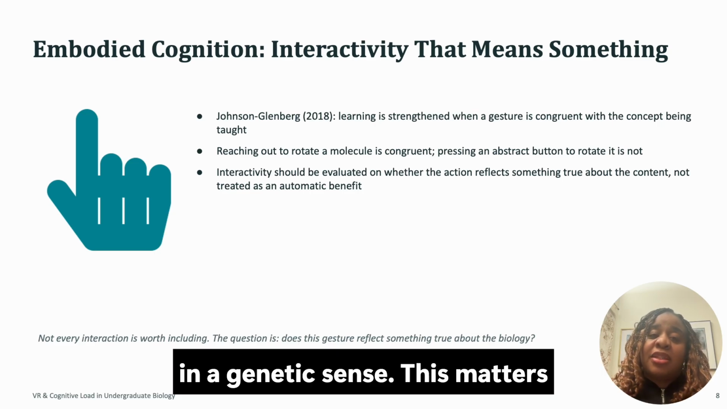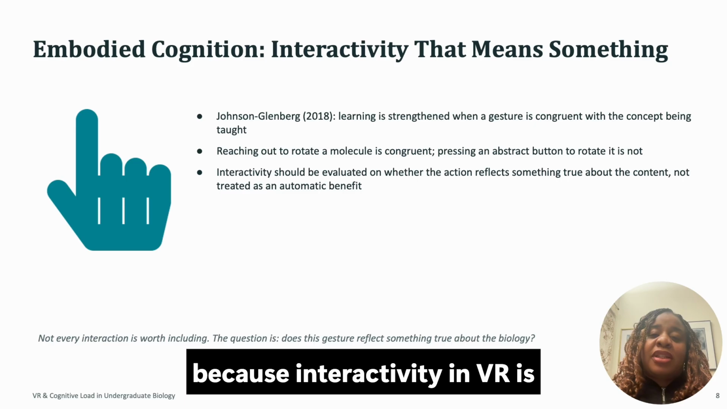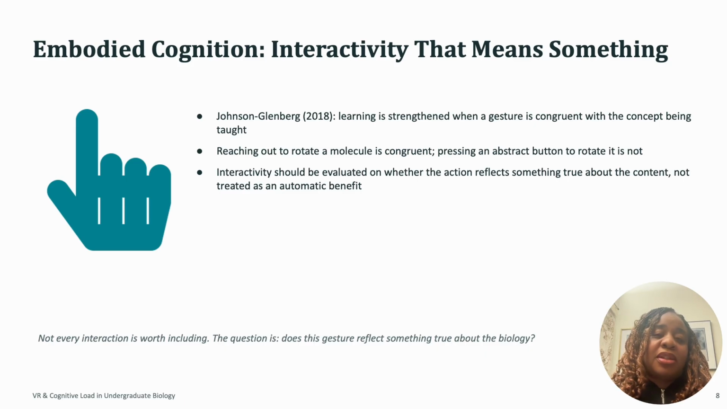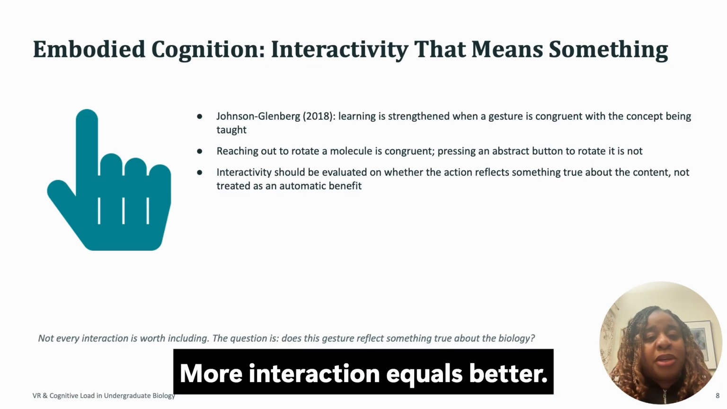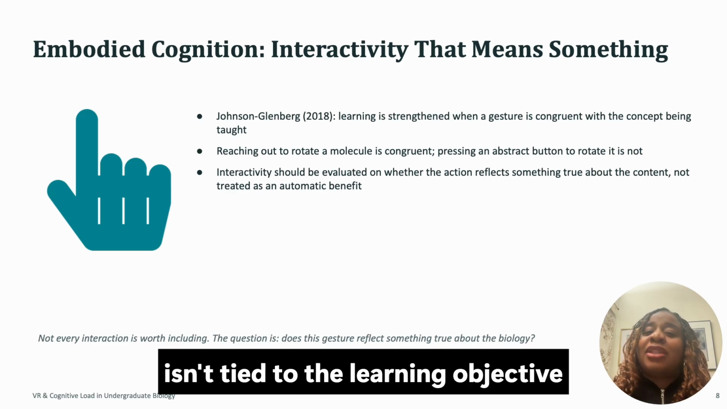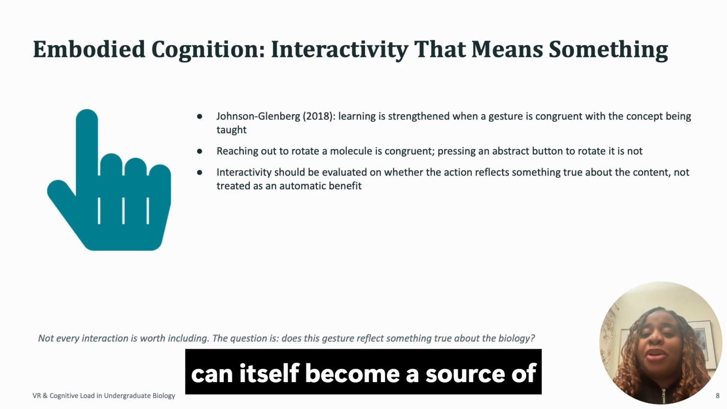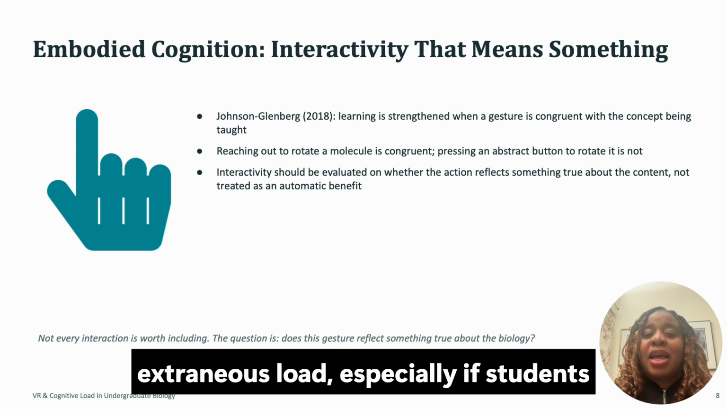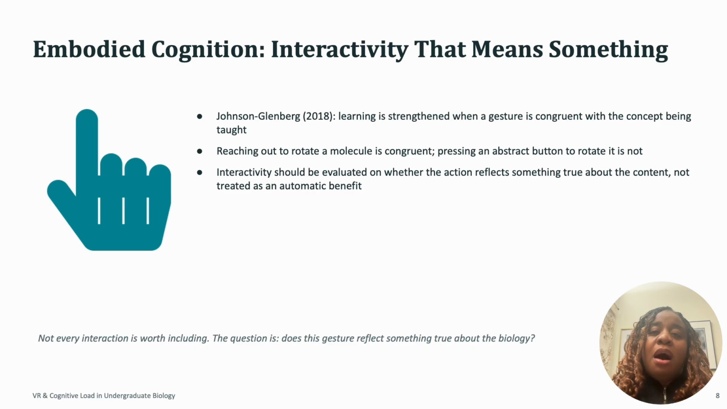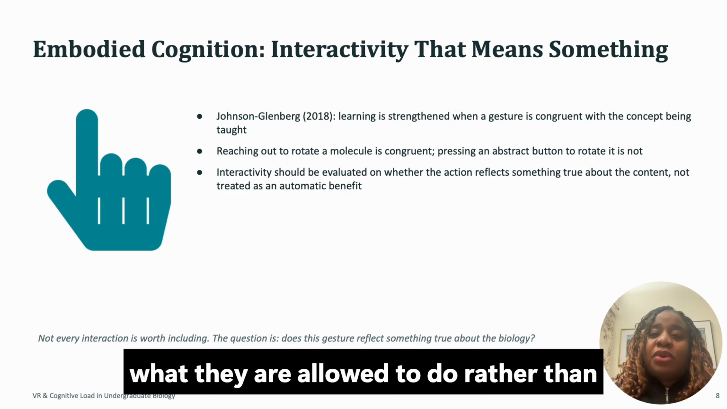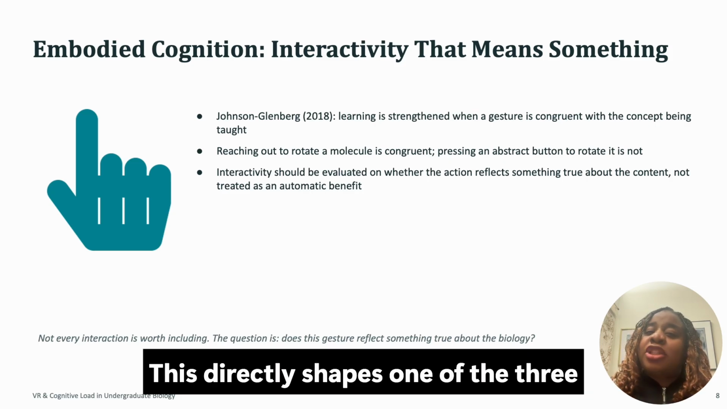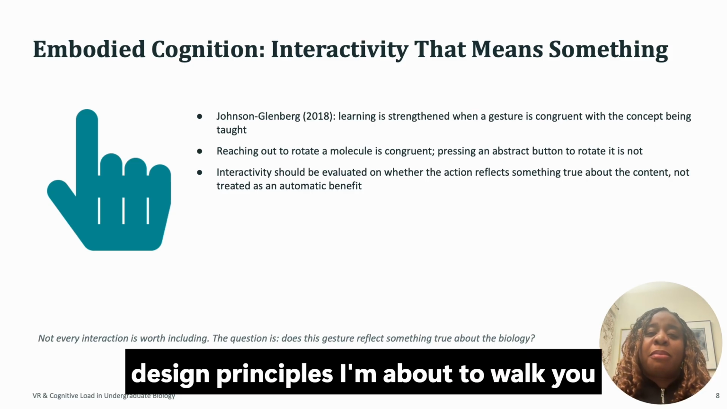in a generic sense. This matters because interactivity in VR is often treated as an automatic benefit. More interaction equals better, but interactivity that isn't tied to the learning objective can itself become a source of extraneous load, especially if students spend mental effort figuring out what they are allowed to do rather than focusing on the biology. This directly shapes one of the three design principles I'm about to walk you through.